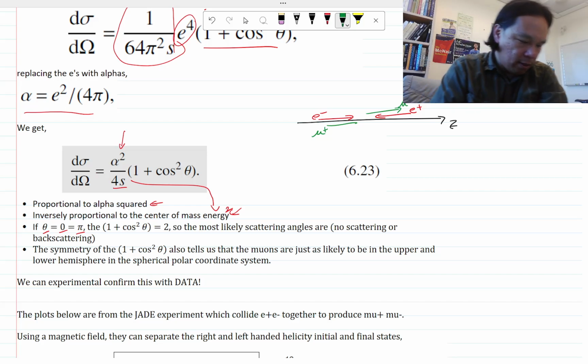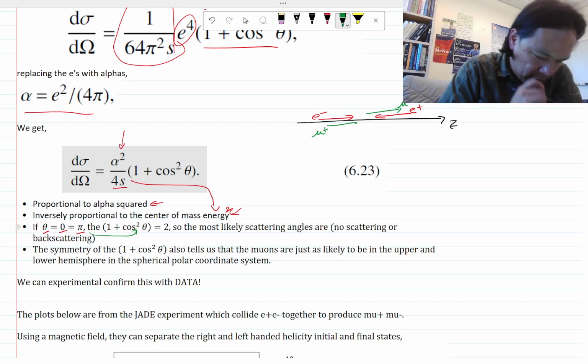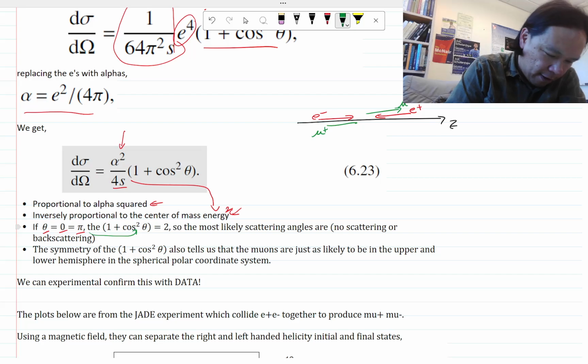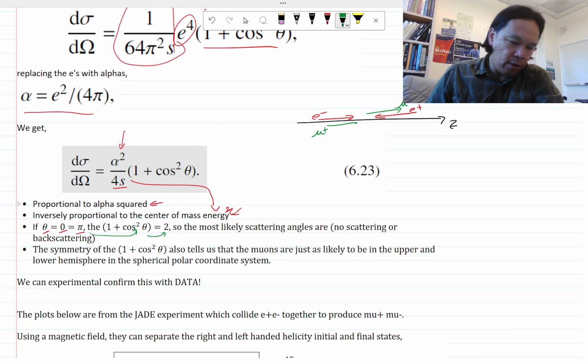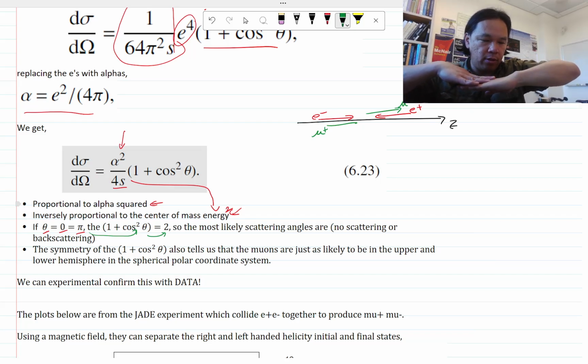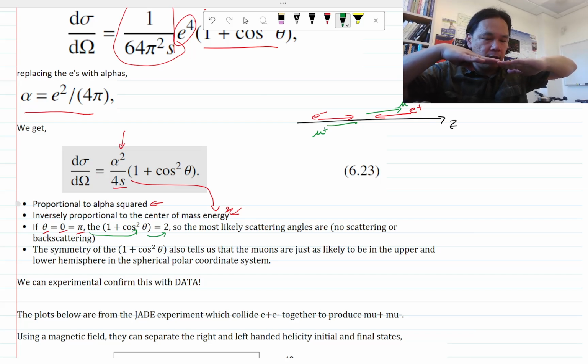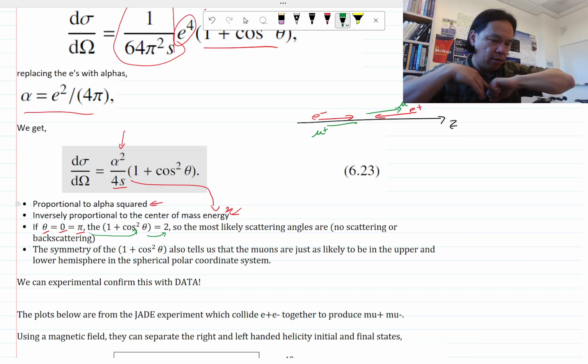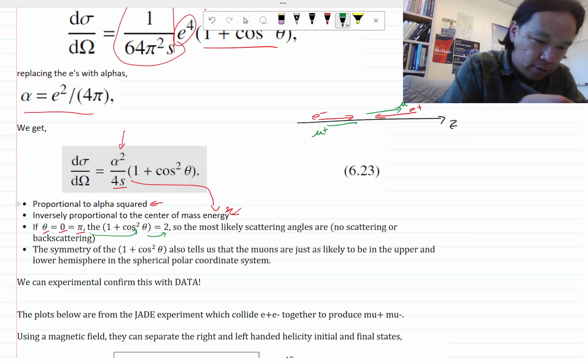If you plug this in, cosine squared of 0 is going to be 1, and that actually gives you a factor of 2 here. So the cross section is actually the most likely where the annihilation happens and the muons come out in the same direction as the e plus e minus. Interesting.